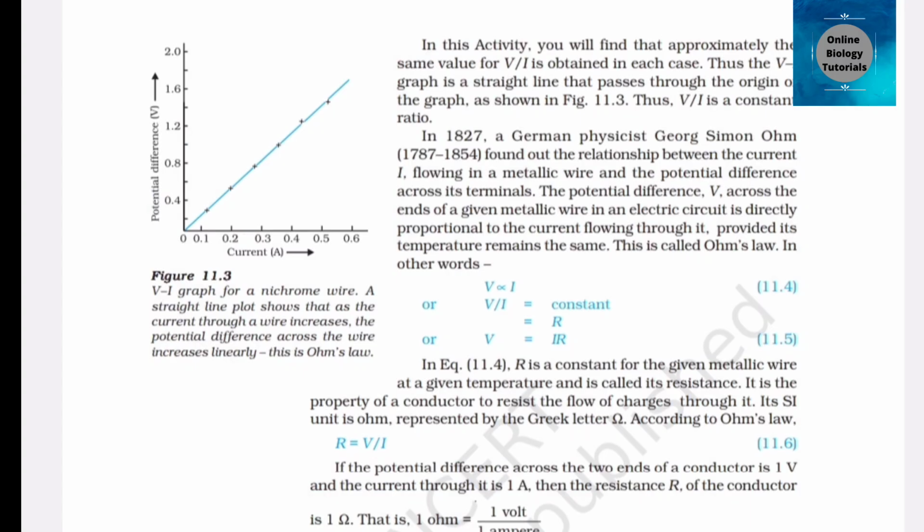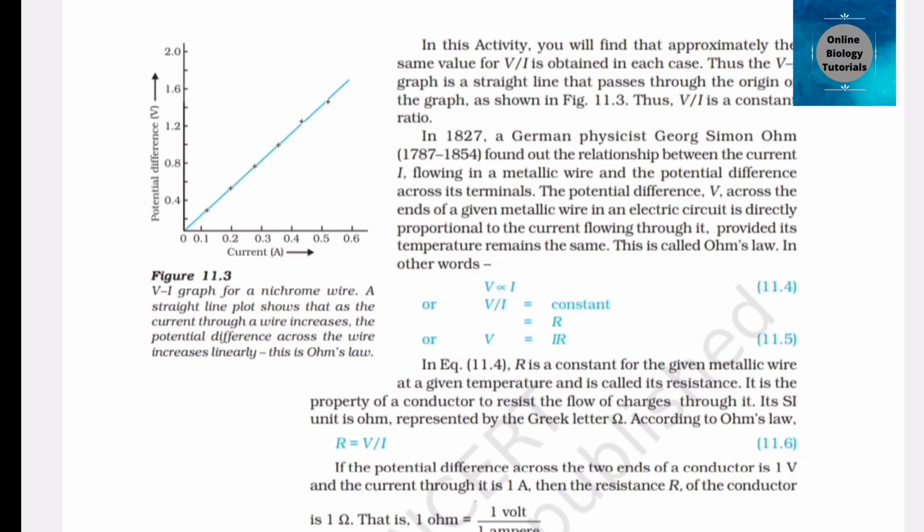In this activity, you will find that approximately the same value for V/I is obtained in each case. Thus, the V-I graph is a straight line that passes through the origin of the graph, as shown in figure 11.3. Thus, V/I is a constant ratio. In 1827, a German physicist, Georg Simon Ohm, 1787 to 1854, found out the relationship between the current I flowing in a metallic wire and the potential difference across its terminals.